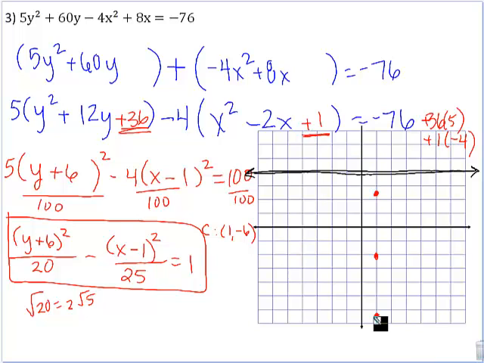Okay, so when I write these 2 points out for my vertices then, from my center, which one is changing, my 1 or my negative 6? Which way did we go? Did we go left and right? Did we change in the x direction or did we change in the y? In the y. So that means from the negative 6 point, we want to add and subtract our square root of 20, which is the 2 square root of 5. So there are the 2 vertices.